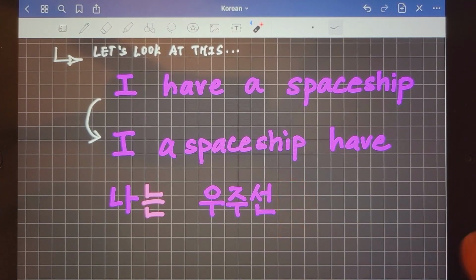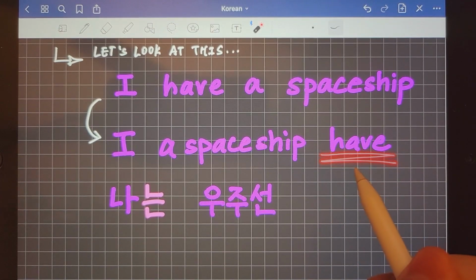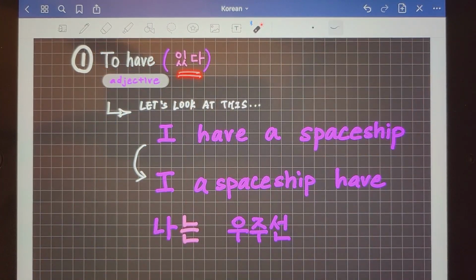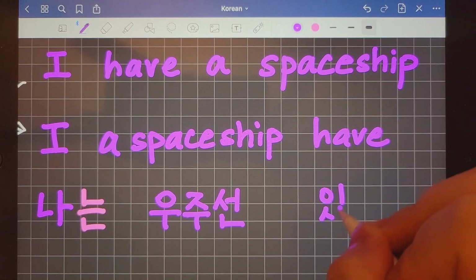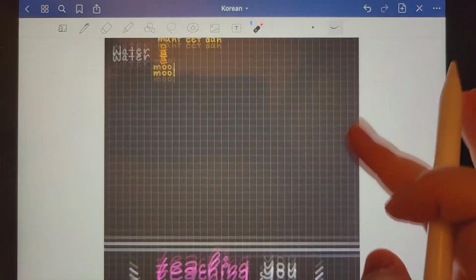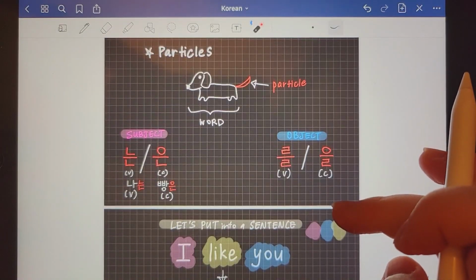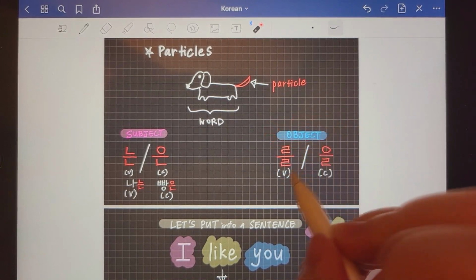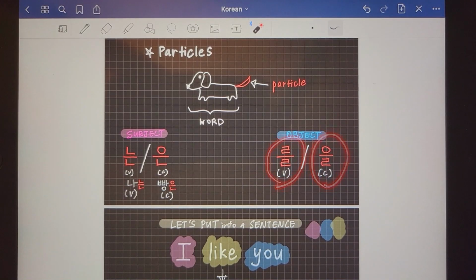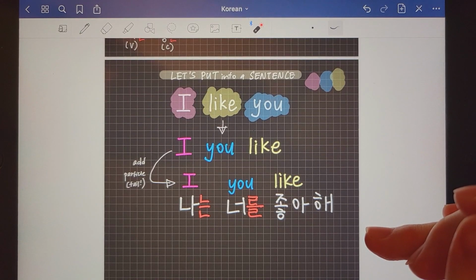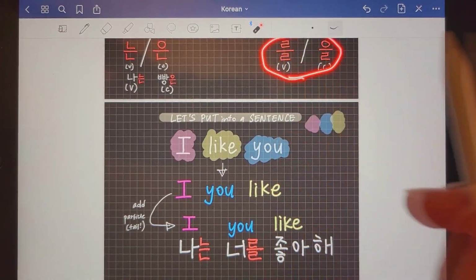No. Well, first we have to know that we're using the word to have, which is an adjective. So let's write that in first. 있다. And now let's look for the tail of the spaceship. Looking back to one of our lessons, when we were looking for the tail of an object, which what a spaceship is, we have two options. And when you look at the word spaceship, it is corresponding with an adjective. So can you use those two?